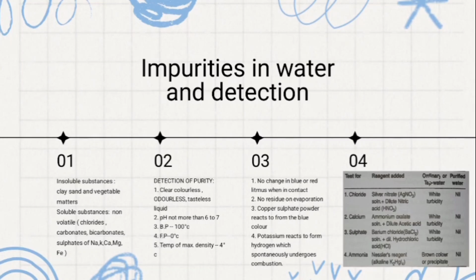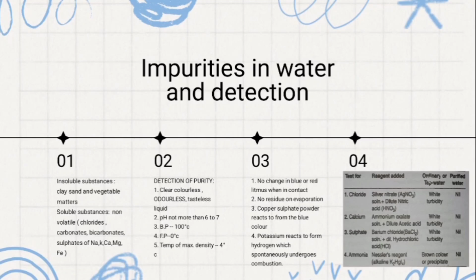Then litmus test. If there is no change in blue or red litmus when in contact, then it is pure water. And if there is no residue on evaporation, then it is pure water. And if anhydrous copper sulfate is added and it turns blue, then it is pure water. If potassium reacts to form hydrogen, which spontaneously undergoes combustion, then it most probably is pure water.